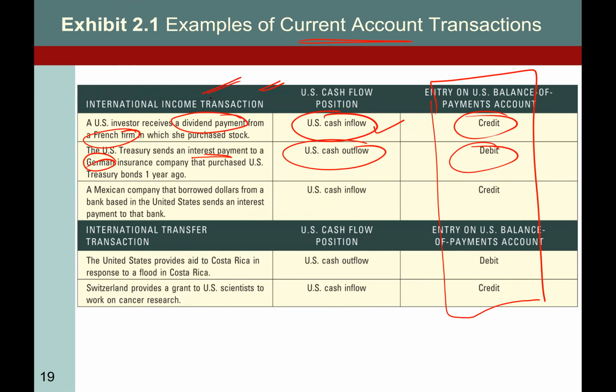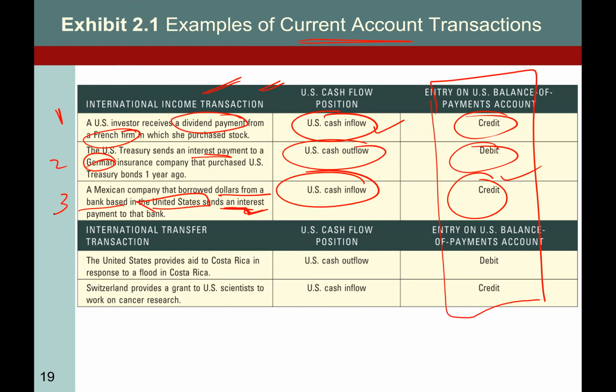Similarly, another transaction regarding factor income payments: a Mexican company borrowed dollars from a bank based in the United States. So the Mexican company is receiving dollars. It means dollars are going out from the US. That amount of loan is outflow. But the Mexican company is sending interest, and interest is coming to the US. That is the inflow, and inflow is credited. Understand, guys? Any question?